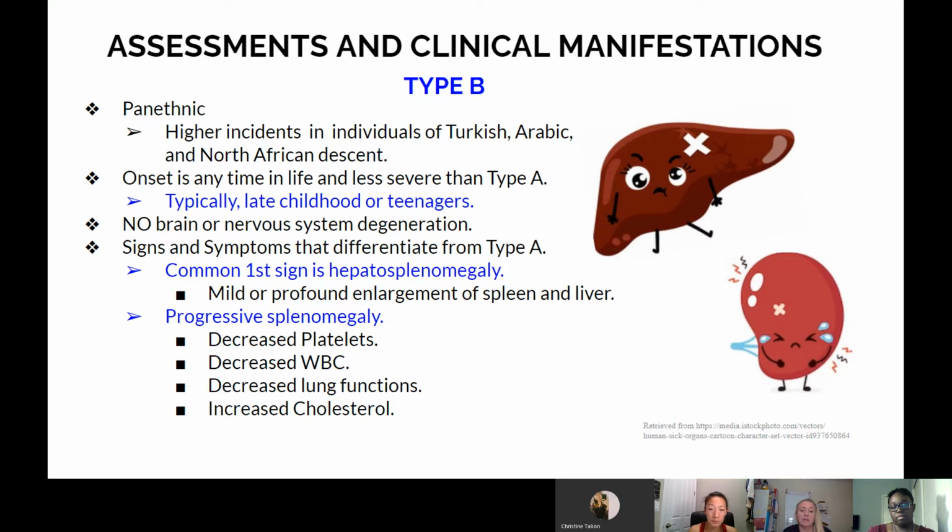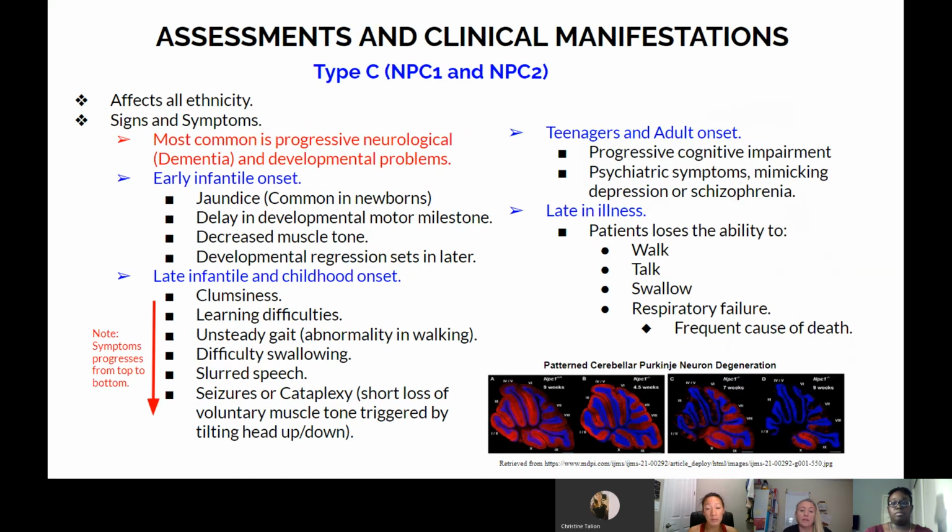Now also, type B is not as severe as type A, and the onset will be in late childhood or the teenage years. It also does not affect the brain or the nervous system.